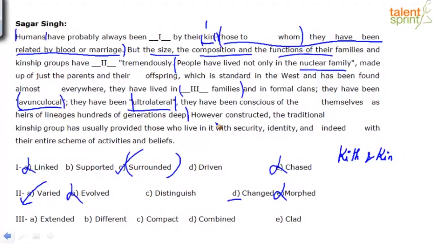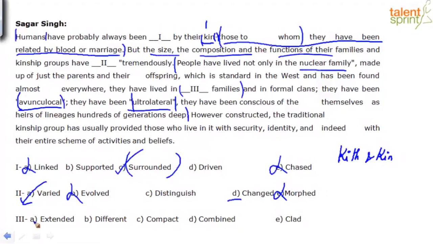Has anybody given the answer? I'm sorry, I was not looking at the comments section. Did anybody give the answer for the third blank? It's an easy one, not a difficult blank at all. You might be confused with the second blank, but you cannot be confused in the third blank at all.